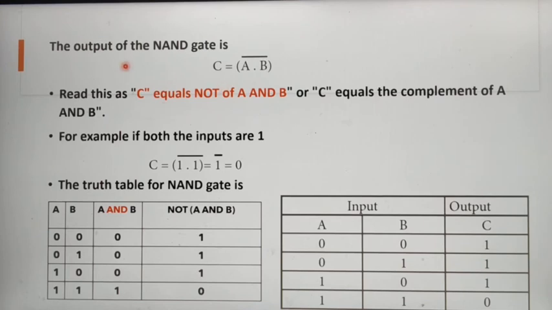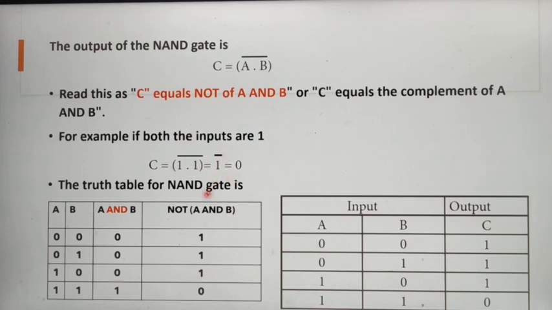The output of the NAND gate is C equals NOT of A and B, or C equals complement of A and B. Read this as C equals NOT of A and B, or C equals complement of A and B. Let's see an example. If both the inputs are 1, here A and B both are 1, C equals NOT of 1 and 1. 1 and 1 is equal to 1. So NOT of 1 is equal to 0.